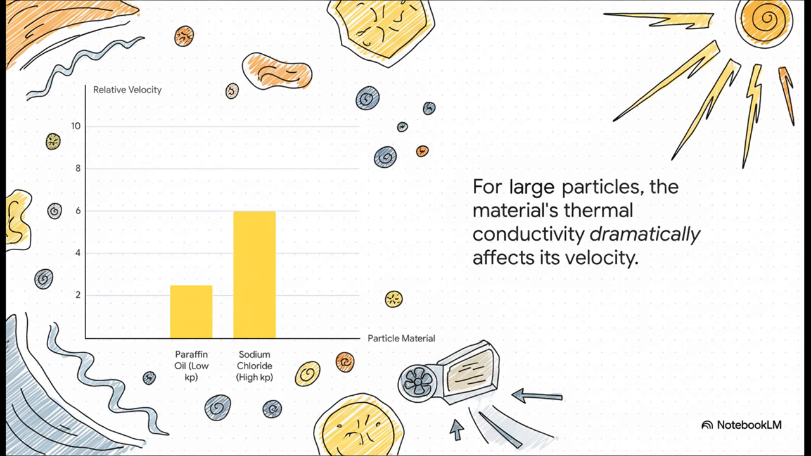You take two different particles, put them in the same temperature gradient. A sodium chloride particle, table salt, which conducts heat pretty well, moves way faster than a droplet of paraffin oil, which is basically an insulator. The particle's ability to conduct heat changes the game entirely. So for big particles, the bottom line is what it's made of really matters.